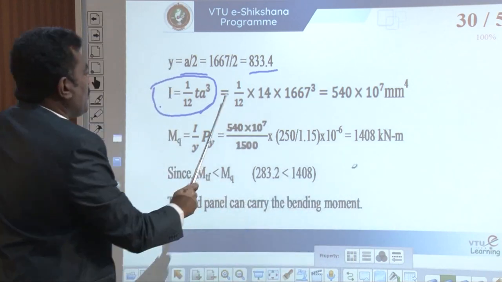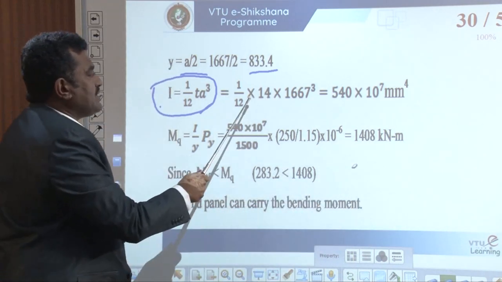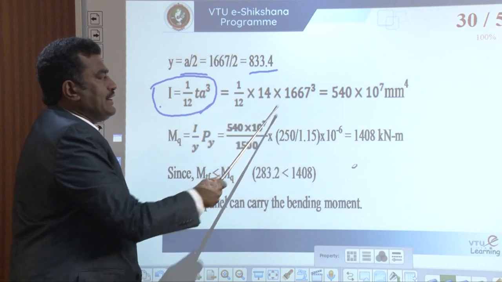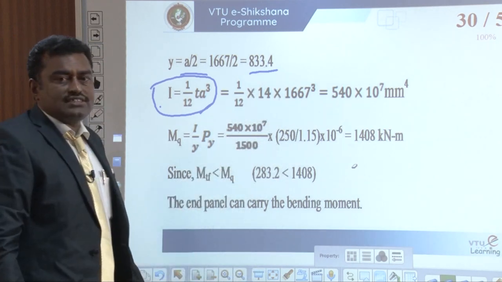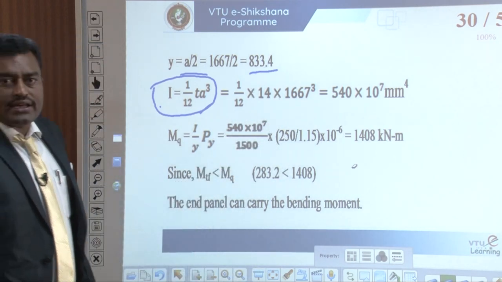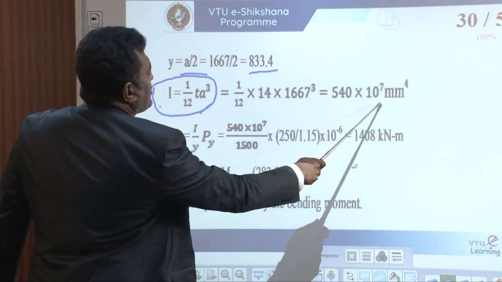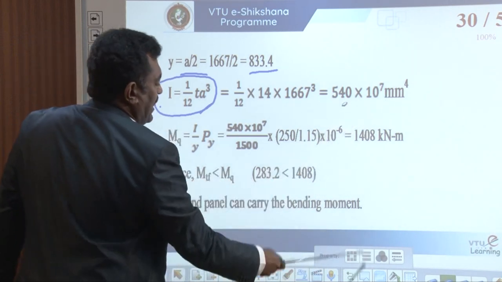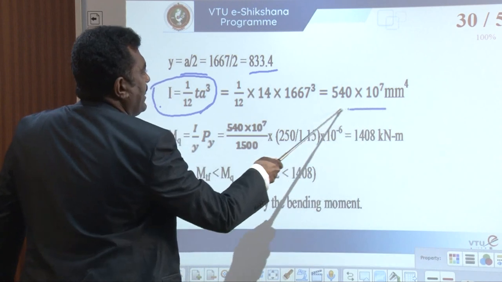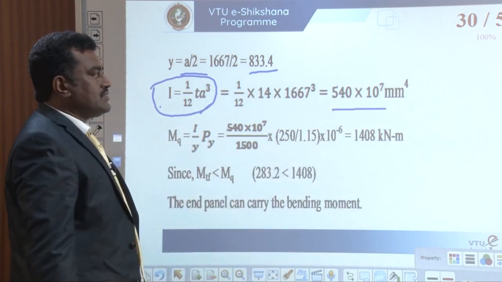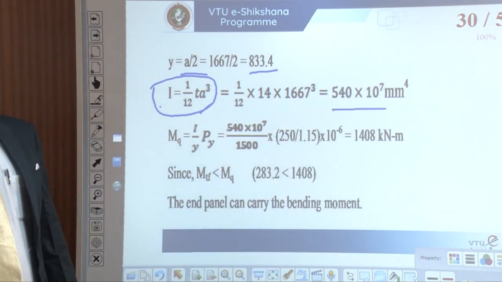Okay. You substitute 1 by 12 into t, 14 into spacing 1667 cube, which gives this value: 540 into 10 raised to 7 mm to the power of 4.